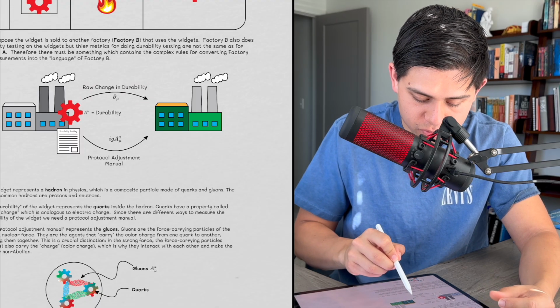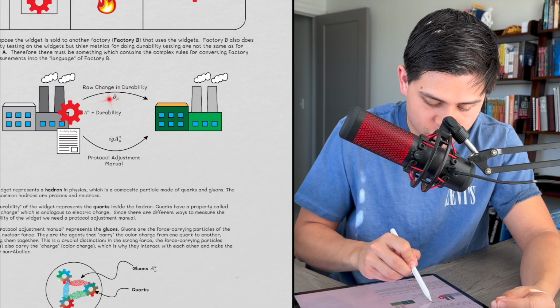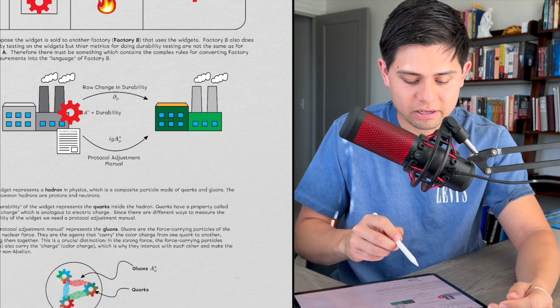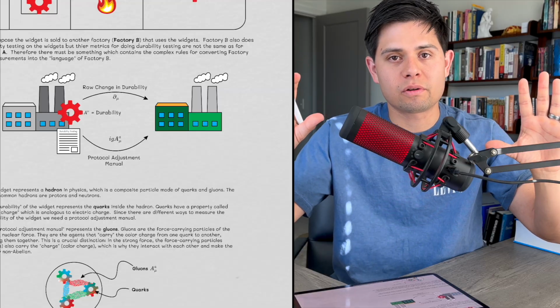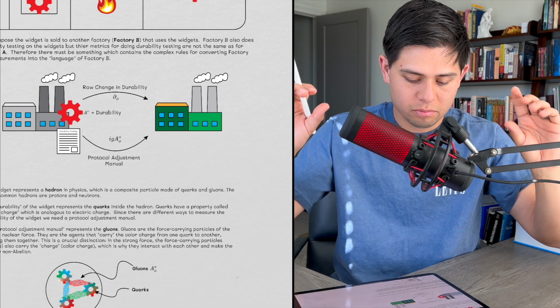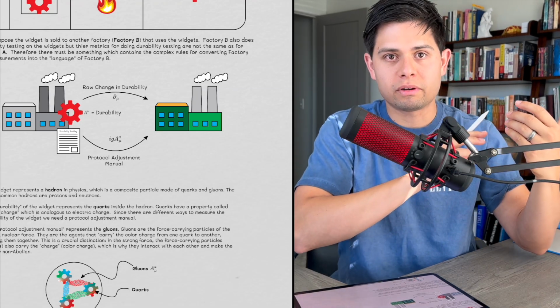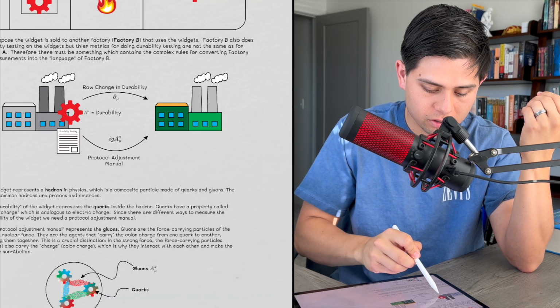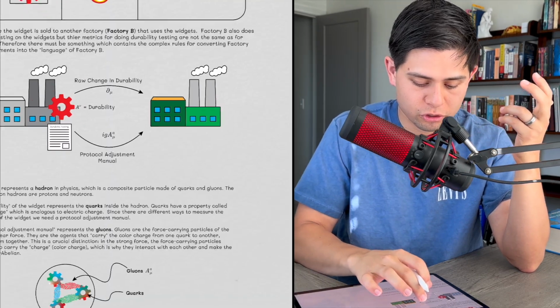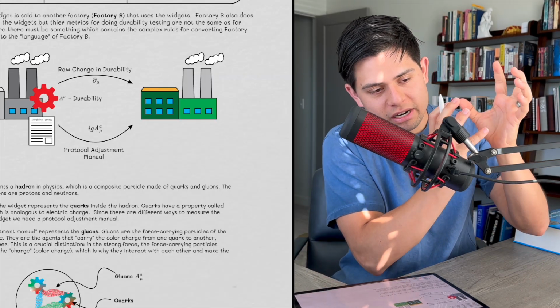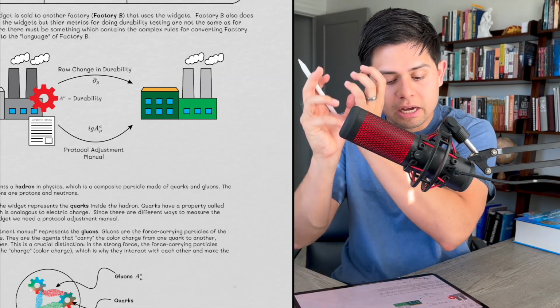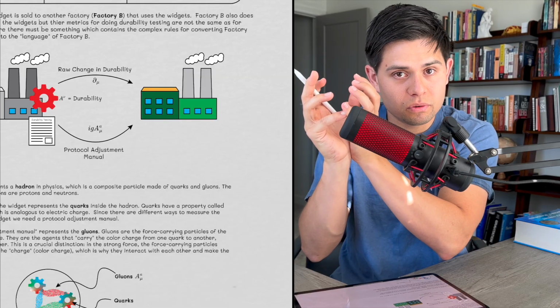The raw change in the durability is going to be given to us by this d mu, right? That's just the change in the durability from factory A to factory B, okay? But then there's going to be a protocol adjustment, right? So we had the protocol here that told us how to do a durability test for our widget. We need to translate that protocol as we give that to factory B as well, right?